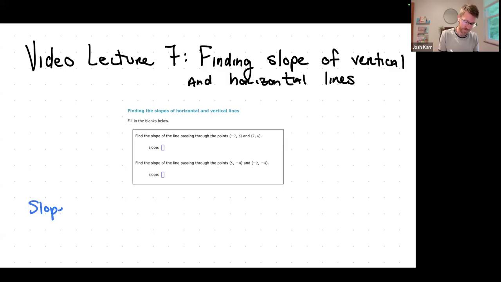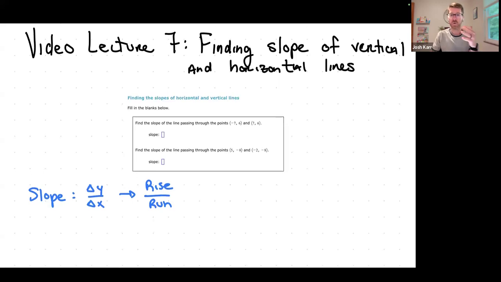So slope, we're talking about the change in y over the change in x. How much does this thing rise divided by how much does this line run? Okay. Knowing this really well and deeply understanding it helps to keep the vertical and horizontal line straight. It helps to conceptualize them. Without this firm understanding, these can get mixed up very easily, okay?